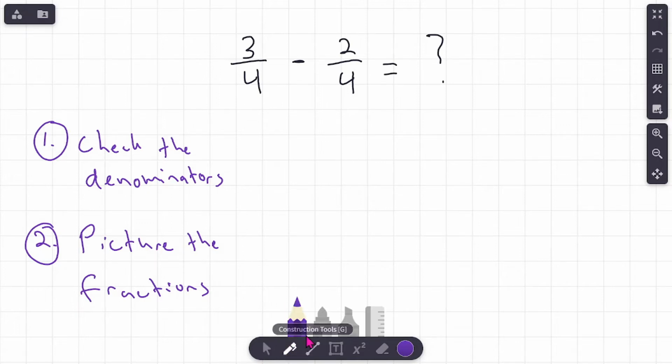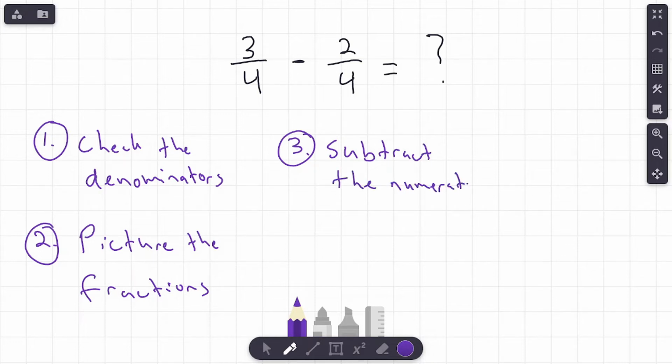The third thing we're going to do, and I'm going to write that right here, is we are going to subtract the numerators. Okay, that's the third thing we're going to do. So we're going to subtract the numerators.